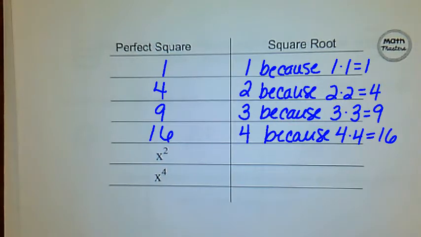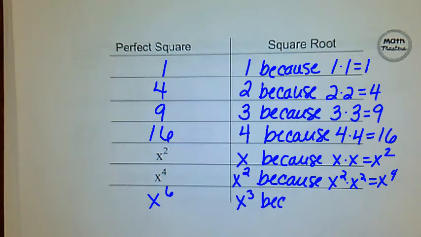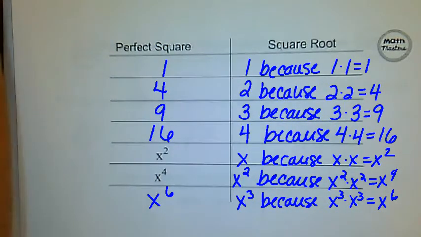Similarly, x squared, the square root would be x, because x times x equals x squared. And lastly, x to the 4th, actually we'll do one more after this, would be x squared, because x squared times x squared equals x to the 4th. So let's do x to the 6th, just to do one more. And this is because x cubed times x cubed equals x to the 6th. Remember that when we are multiplying, we always have to add our exponents.